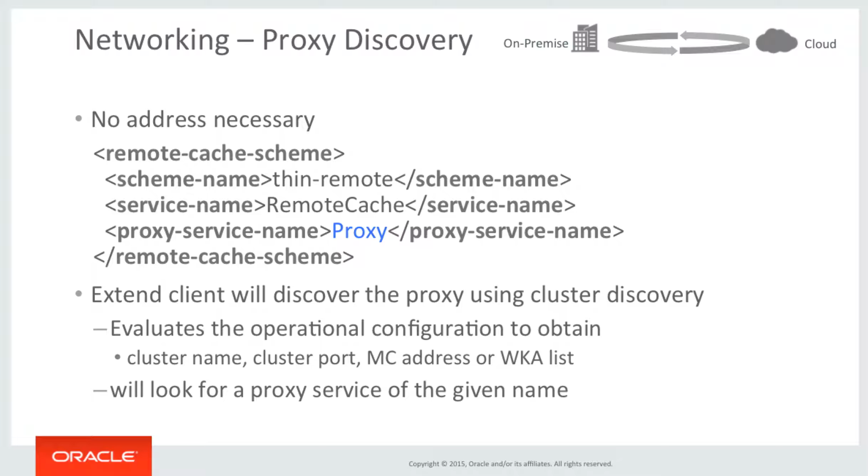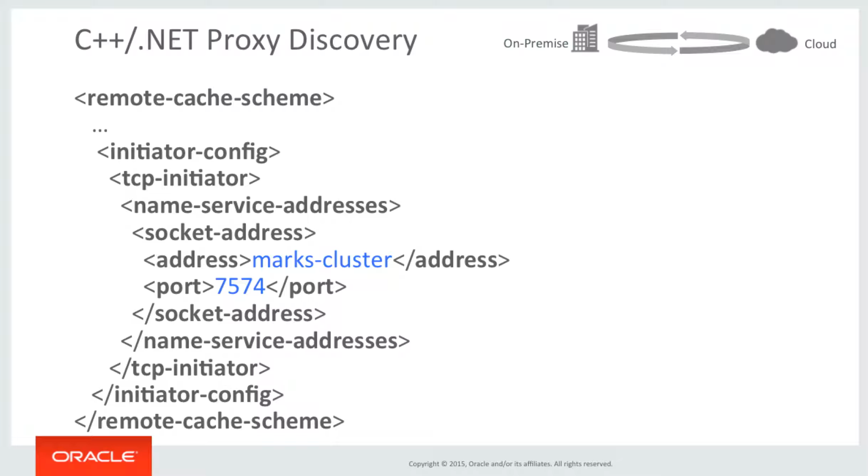The feature of having an extend client discover a cluster using its operational config is currently only a feature of the Java extend client. The C++ and .NET clients, right now, they don't introspect their operational config for those configuration elements. So they still need to be configured with a bit more information, although still they're able to avoid pointing at a specific proxy they wish to connect to.